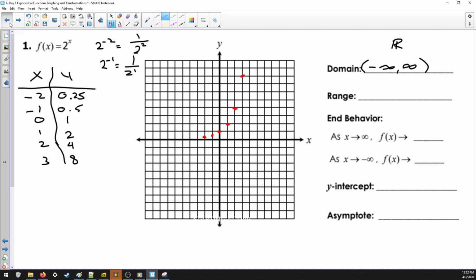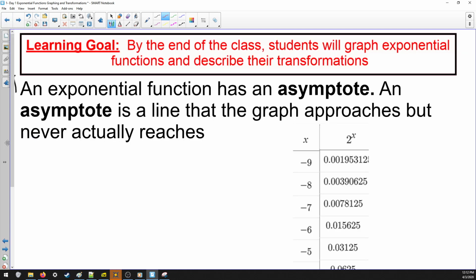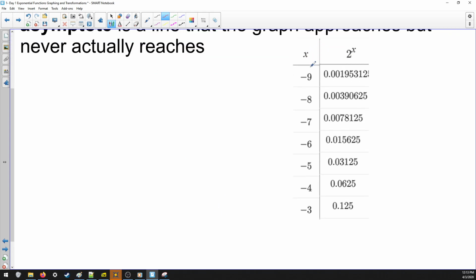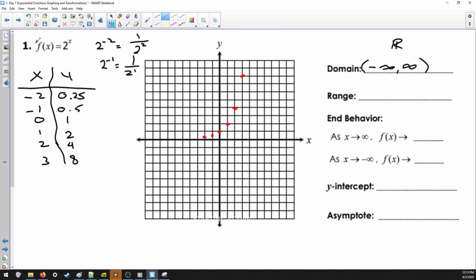So I showed you in the video that there's this thing called an asymptote. Okay, and the asymptote is a line that the graph approaches but never actually reaches. And this is going to be important for end behavior to understand this. So I'm showing you right here a few more input values for 2 to the x, right? So here's the -3, right? We stopped at -2, right?